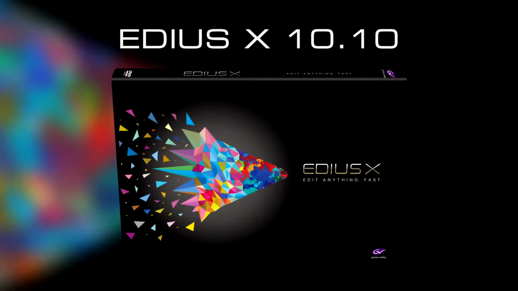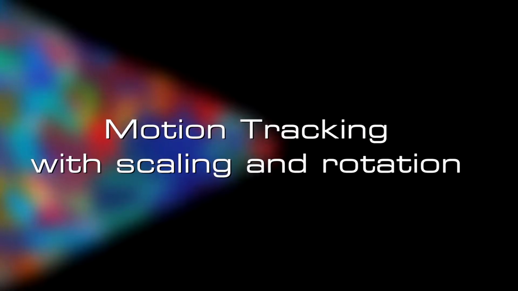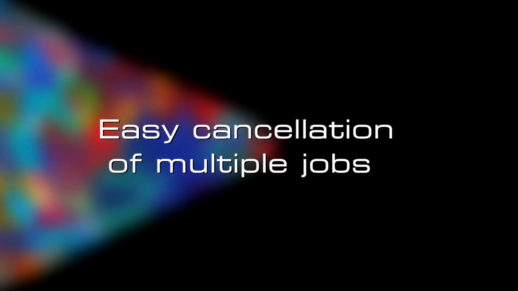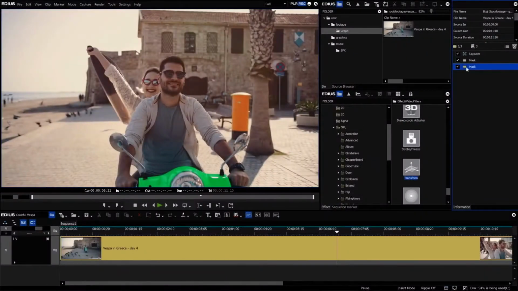In this podcast, we will give you an insight into the new features of EDIUS 10.10. Motion tracking with scaling and rotation, render and add to timeline, thumbnails for markers, easy cancellation of multiple jobs, skin tone line in Vectorscope. In EDIUS 10, you have various options for using motion tracking.